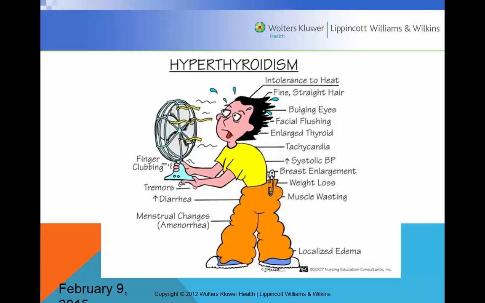Just think about everything speeding up. So that's a lot of where you're going to get that diarrhea from. You're going to get the tremors, a lot of times difficulty sleeping, those kinds of things. Tachycardia, everything's speeding up. So that's Hattie, the hyper hottie.